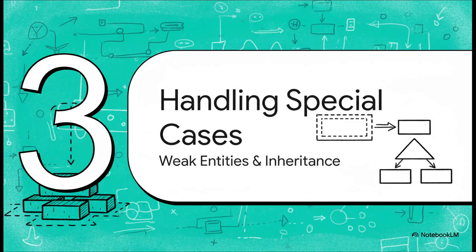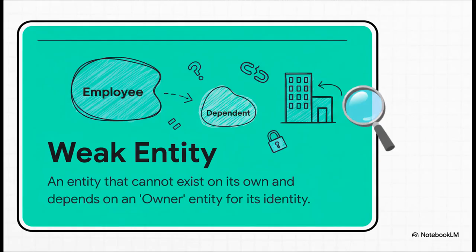Okay, our foundation is looking really strong. So now let's get into some of the special cases you're definitely going to run into: weak entities and these inheritance structures. A weak entity is pretty much what it sounds like. It's an entity that just can't exist on its own. Think of a dependent in a company database. That person only exists in the database in relation to an employee.